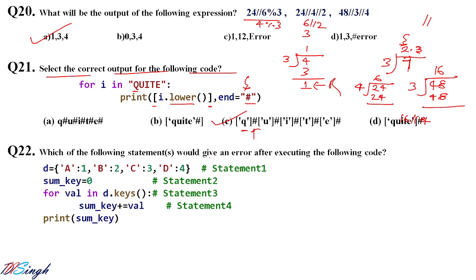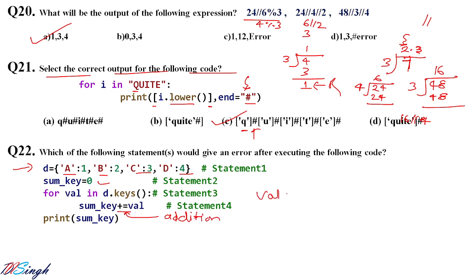Which of the following statements will give an error after execution? Okay, fine. So there you have the dictionary, no issue. You have immutable keys and values. Some keys you have declared as a variable, assigned 0 to it. For val in d dot keys, so keys will be picked from there. So d dot keys is going to return A, B, C and D. And what you are going to do? You are going to perform an addition operation here. Addition on which val will contain what?